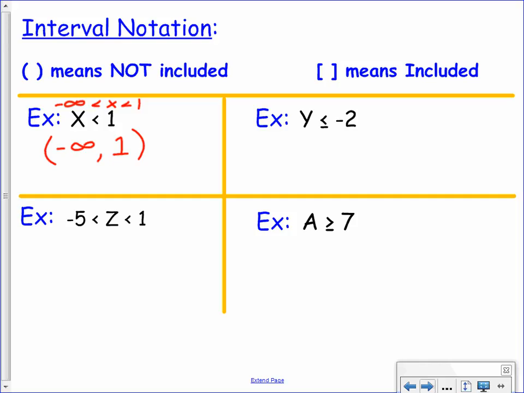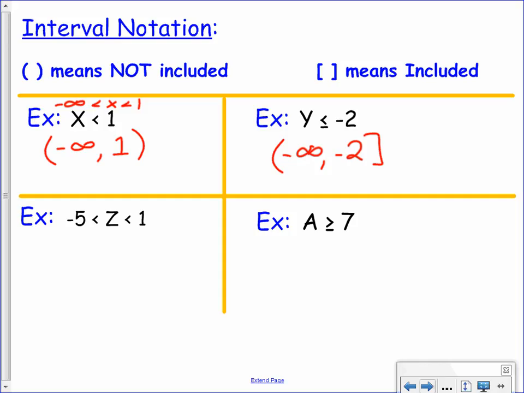In the second example, y is less than or equal to negative 2. So negative 2 is included, and since it's less than, it's everything from negative infinity up to negative 2. Is negative infinity included or not included? Not included, so parentheses, because a number can never get to infinity. Whenever you describe infinity, you always put parentheses next to it because x will never get to infinity.